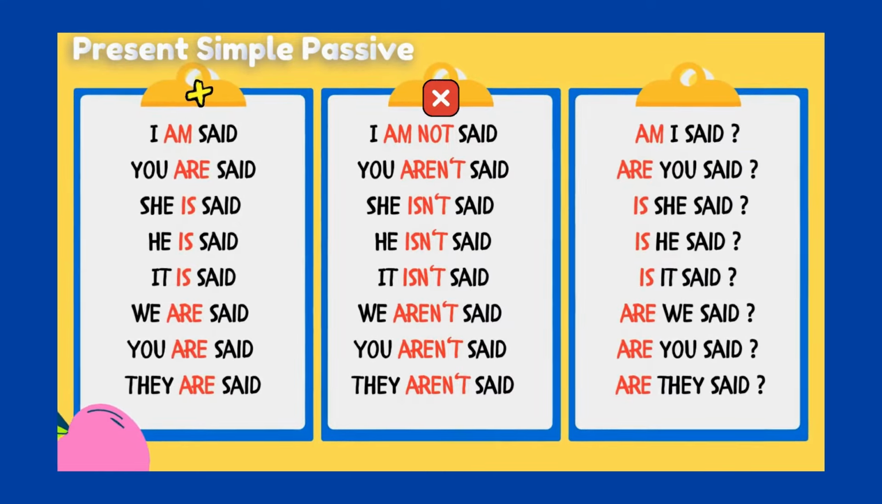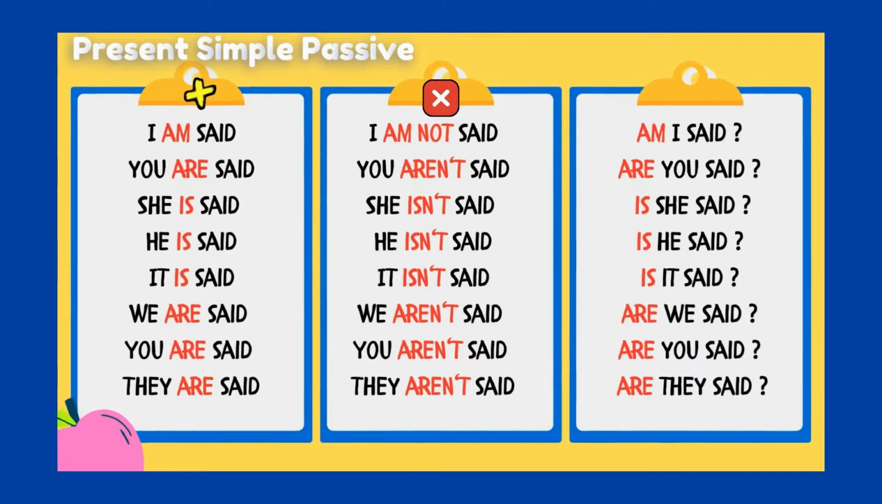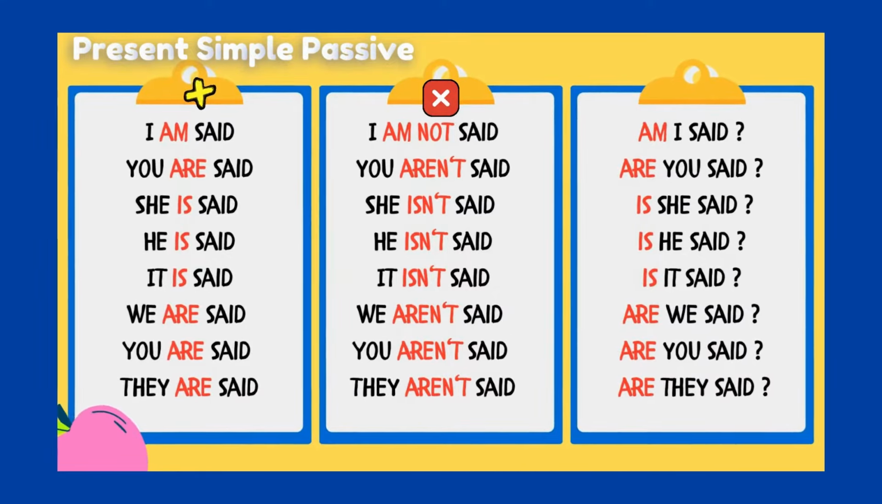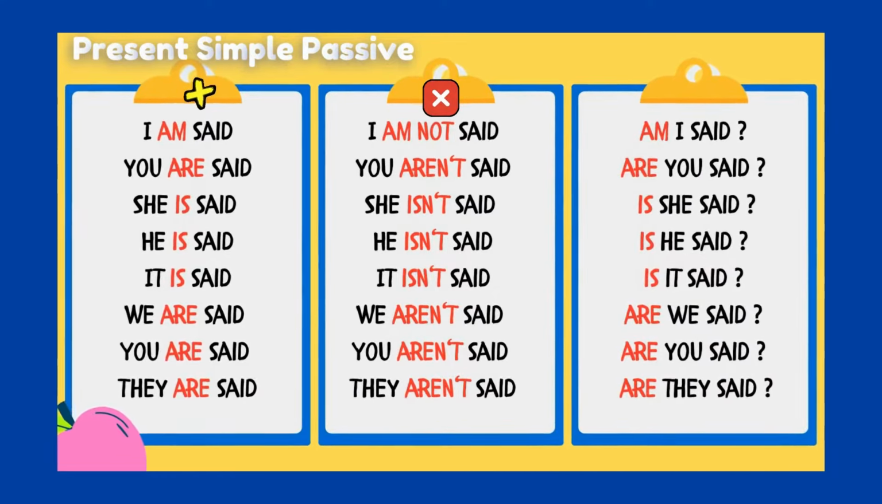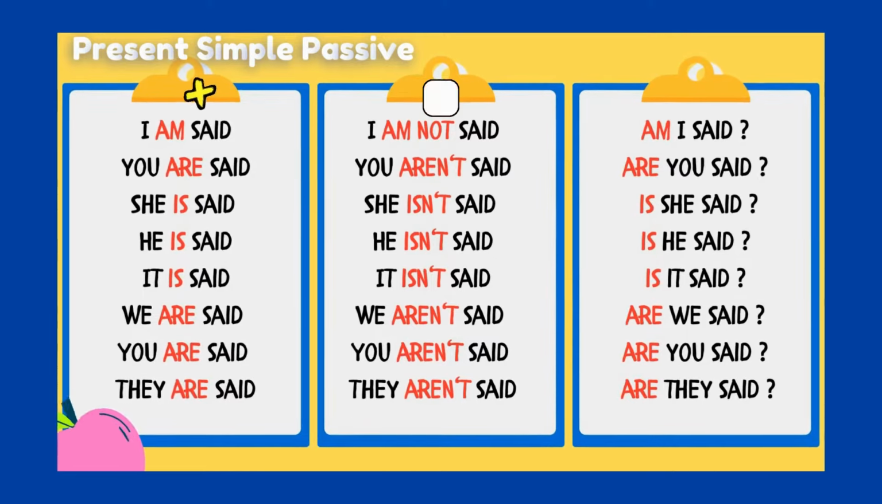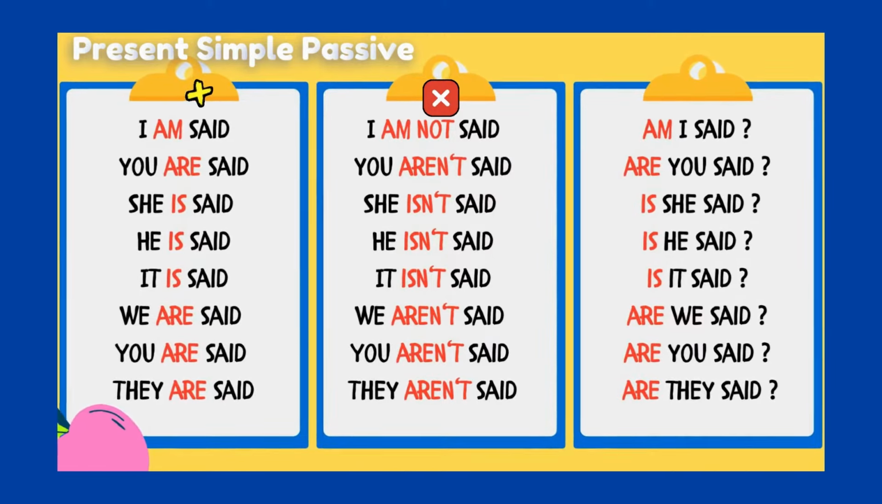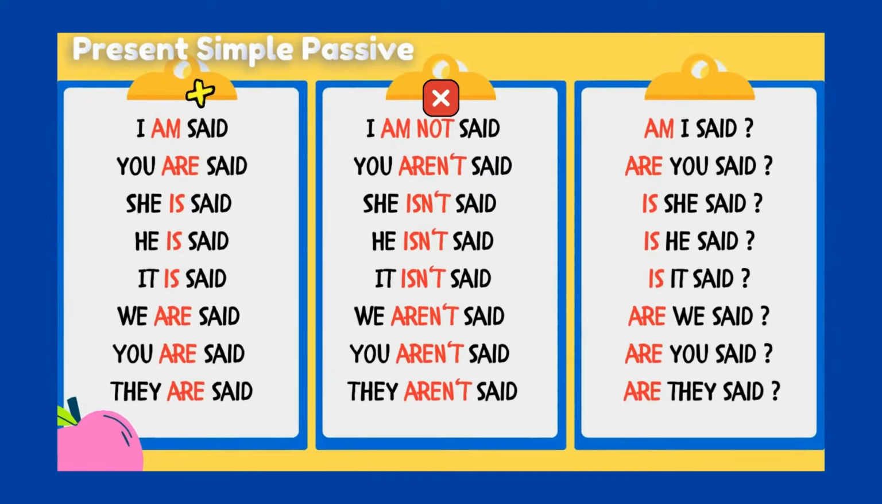I am not said. You aren't said. She isn't said. He isn't said. It isn't said. We aren't said. You aren't said. They aren't said.